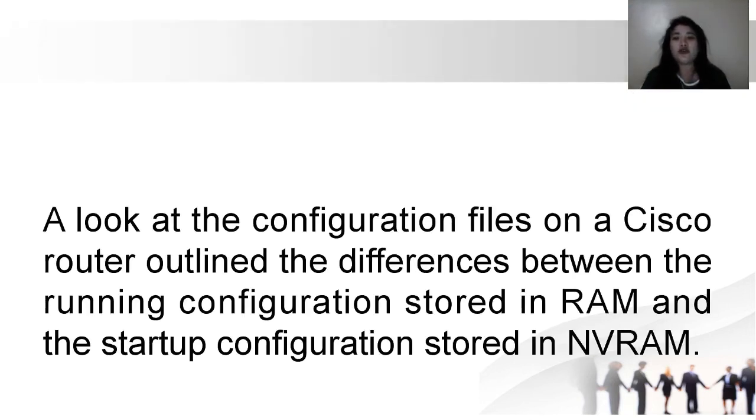Next, a look at the configuration files on a Cisco router outlined the differences between the running configuration stored in RAM and the startup configuration stored in NVRAM. The syntax for the copy command was also looked at, including its use in saving the running configuration to the startup configuration. An overview of IOS shortcuts explained navigation techniques that can be used from the command line, as well as the use of truncated or shorthand commands. A look at the terminal history command explained how to change the buffer size or disable it within a session.